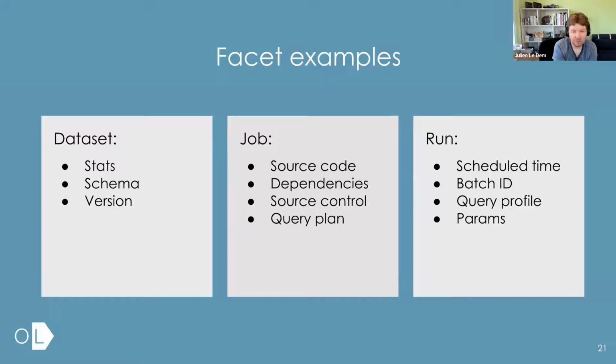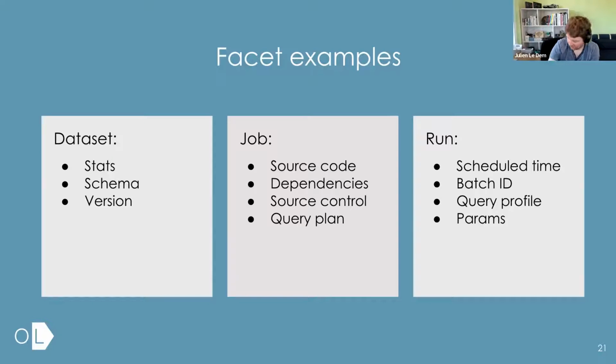You might have the dependencies. You could capture the query plan. On the run, you can have a query profile, for example, and capture how many cluster milliseconds this particular query used, as a proxy for how much it might cost. So this is the kind of information that can be described as a facet, and each one is an atomic piece of metadata.